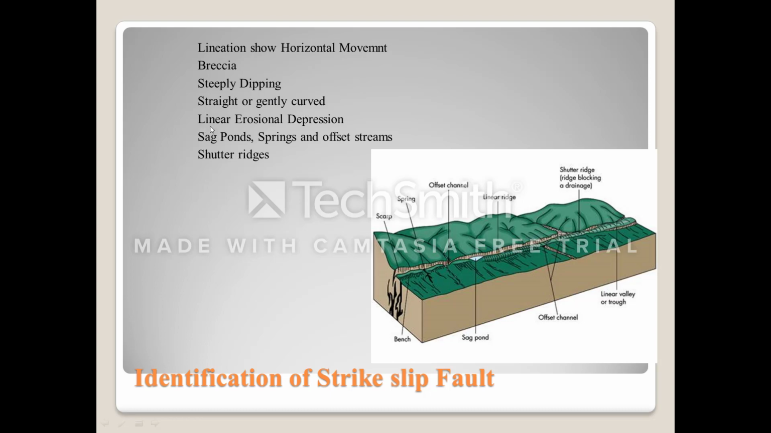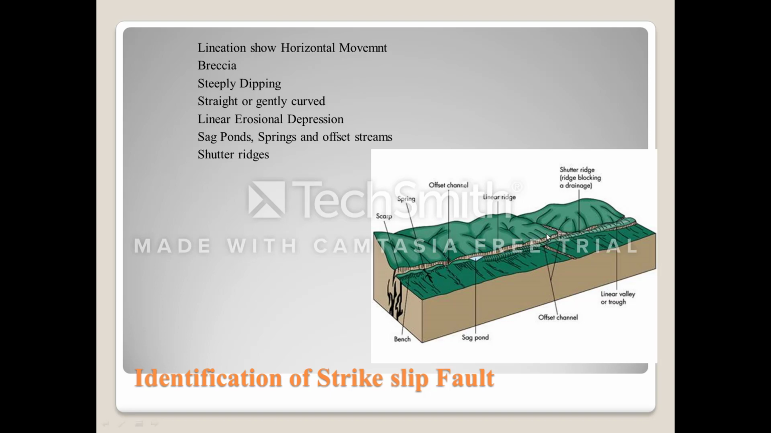Straight or gently curved. Okay, then linear erosional depressions. We can get linear erosional depressions along strike slip faults also. Then we can get sag ponds, springs, and offset streams, as we can see here. Scarp, this is the vertical escarpment along the strike slip fault. Then we can get springs also because they intersect the strike of the strata. Then linear ridges, then shutter ridges. Shutter ridges are where one hill migrates with respect to the opposite hill, as we can see here. This one is the shutter ridge here.